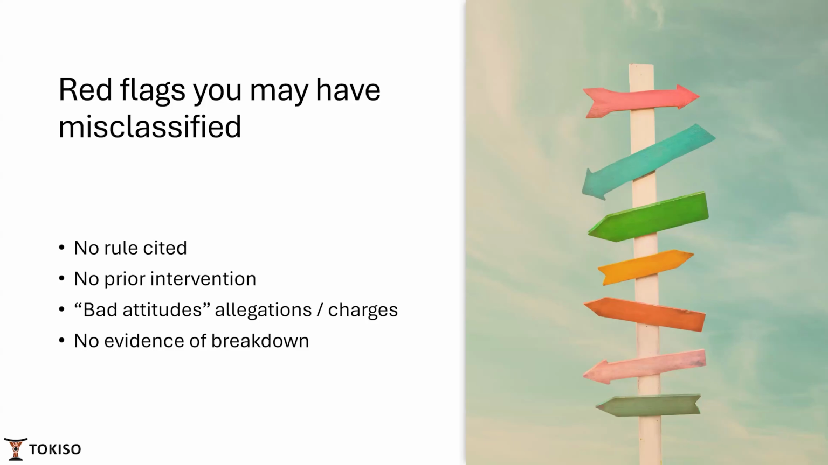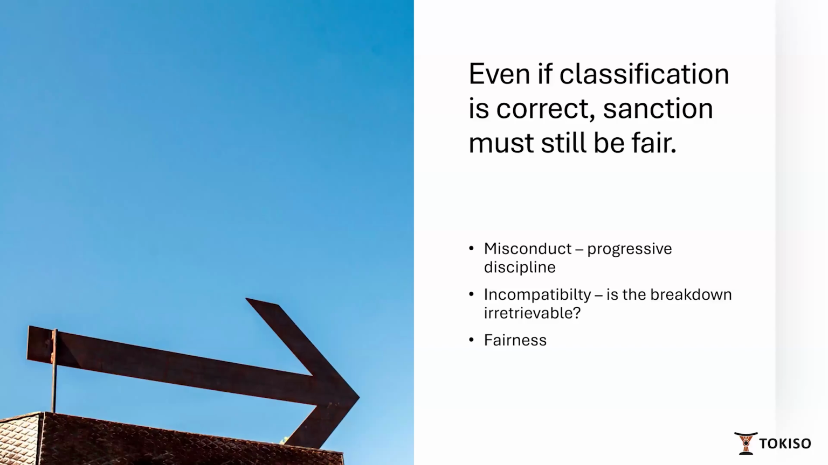So in matters, even if you get the classification correct, you need to have substantially fair reasons to dismiss an employee, and the sanction also needs to be fair. So the Code of Good Practice speaks to the fairness relating to sanction. With misconduct, you need to follow progressive discipline. And there are matters where conduct is so serious, it can lead to dismissal in the first instance, but it needs to follow the right procedure. It needs to be substantively fair, and the sanction needs to be fair given the circumstances.